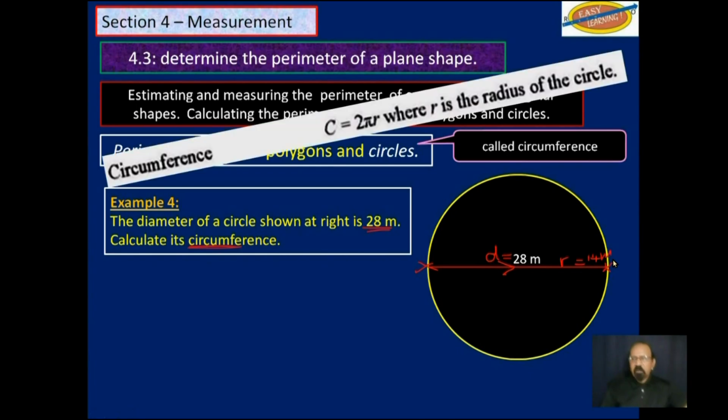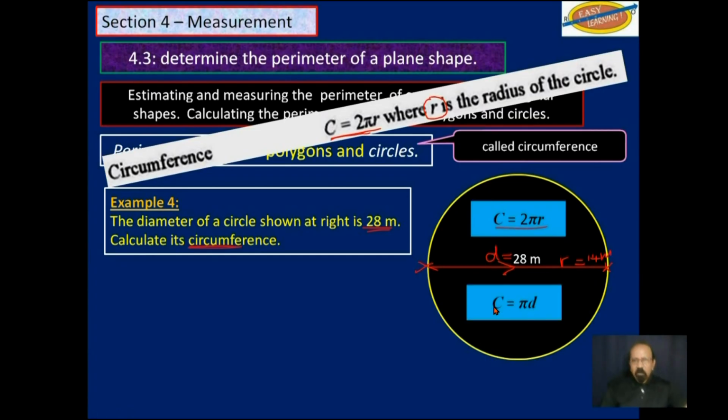CSEC will give you a formula sheet that says circumference of a circle is 2 pi r, and it even explains what r is. So circumference is 2 pi r, or you can also use circumference is equal to pi d, because if you multiply 2 by r, you will get the diameter. Either one is correct.